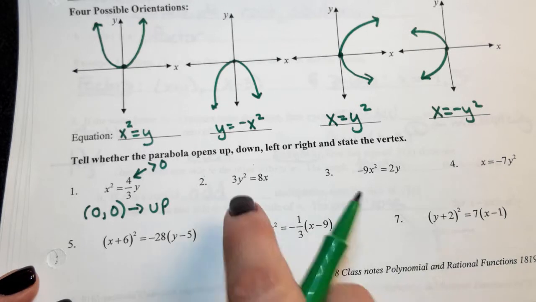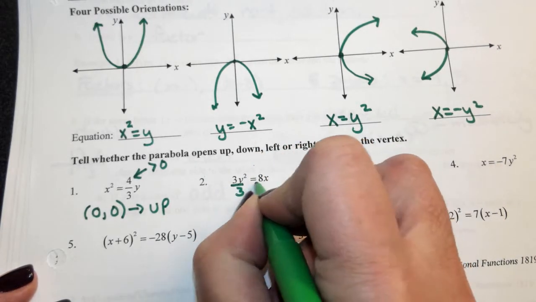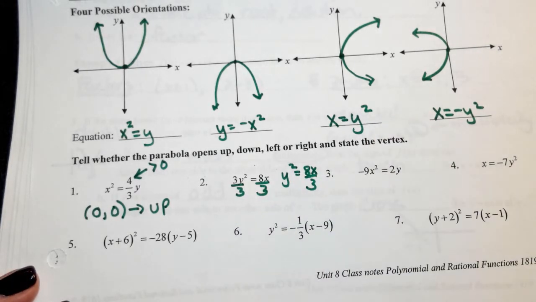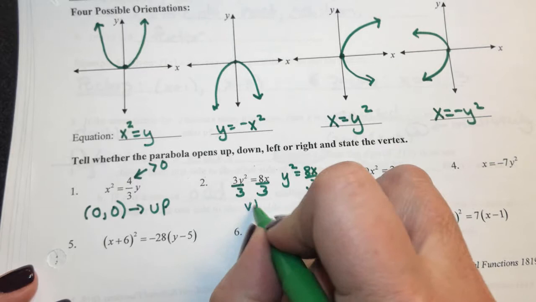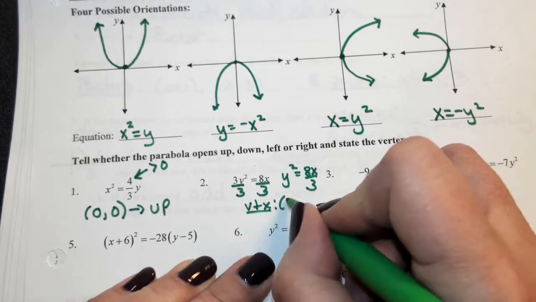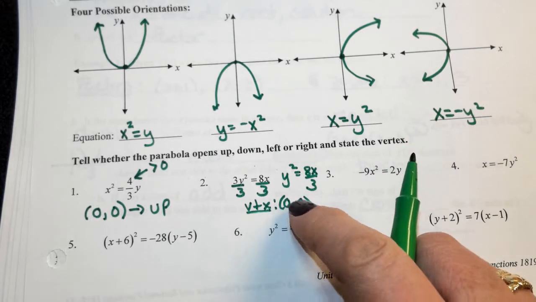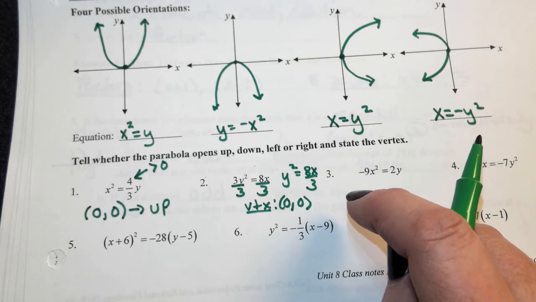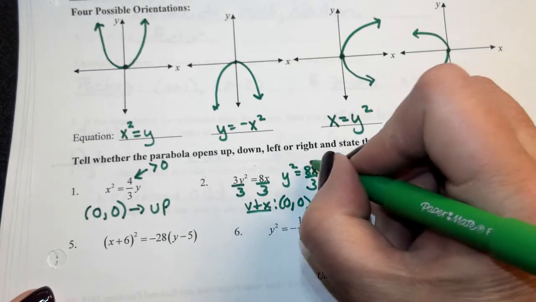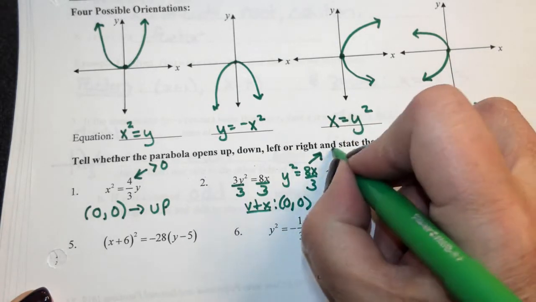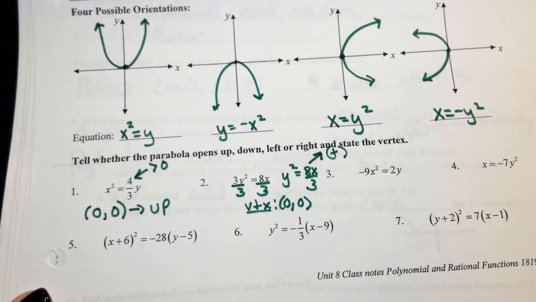Get y squared by itself, so divide both sides by 3. So y squared is equal to 8x over 3. What's the vertex? There's no number added or subtracted to x or y, so the vertex is again going to be 0, 0. Now notice it's a y squared. So it's no longer going to open up or down, but it could open left or right. So look at 8/3. Is 8/3 a positive number or a negative number? Positive. So since that's positive, it's going to open to the right.